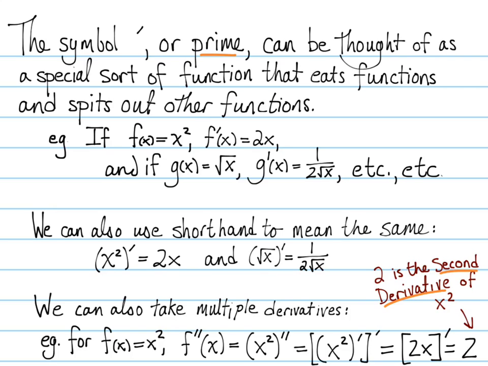And you can take derivatives more than once. Since the derivative takes a function and spits out a function, if you did the derivative twice, you would take the derivative and then take the derivative of the derivative. So what you can see, f double prime of x, using our new way of writing prime, is x squared double prime, which is the same thing as x squared prime prime. And x squared prime is 2x, and 2x prime is 2. And what we call that is taking the second derivative. So we would say that 2 is the second derivative of x squared.